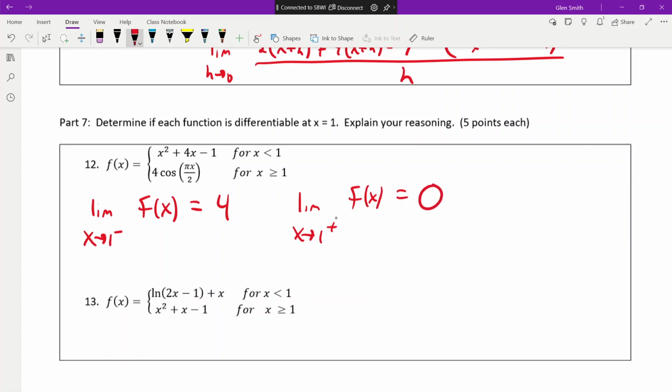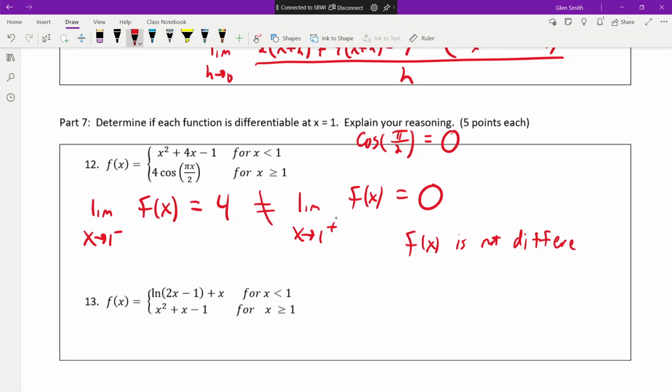The right-hand limit as I approach 1, not 4, is 0, gang. That's something a lot of us didn't know either. When you put a 1 into that bottom function, we should know this. Cosine of pi over 2 is 0. These are not equal.